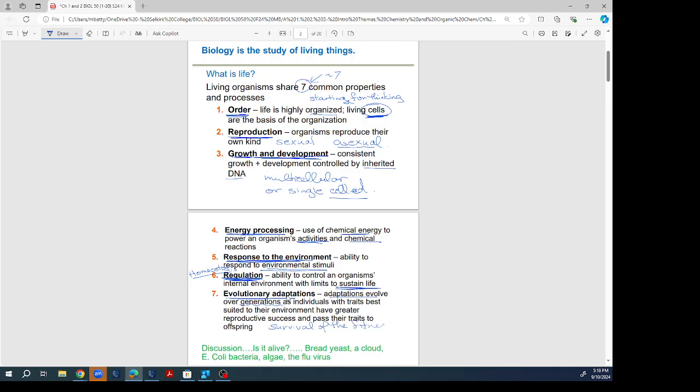Or that doesn't necessarily mean fittest. It's reproductive fitness that we're talking about. And we'll talk more about that when we get to inheritance.